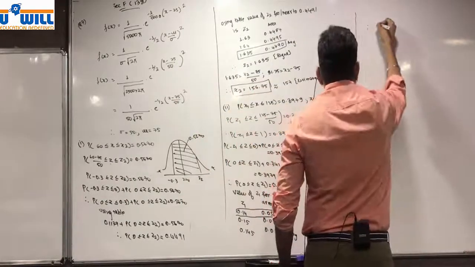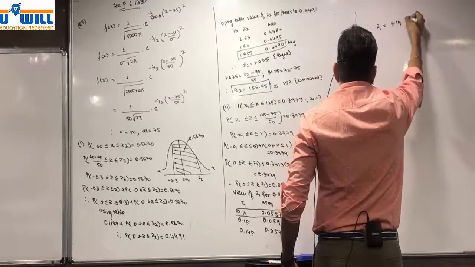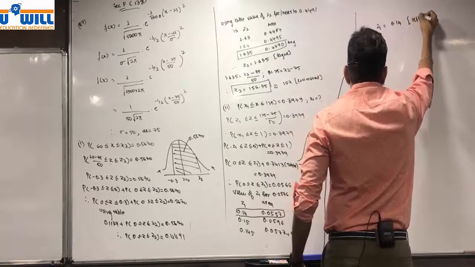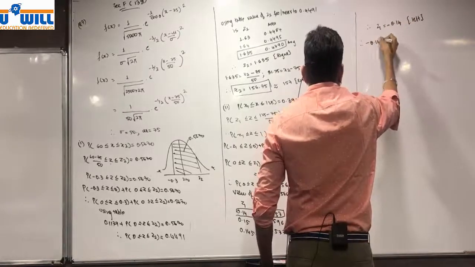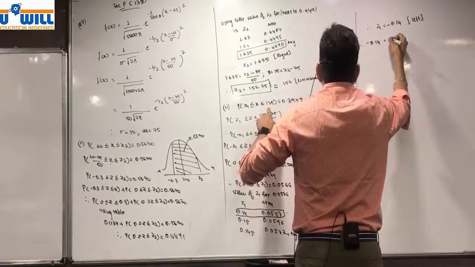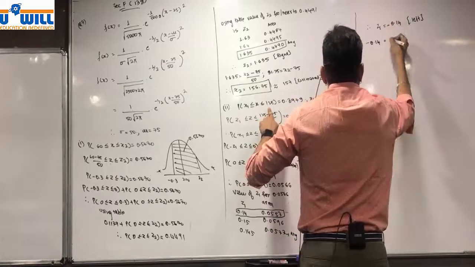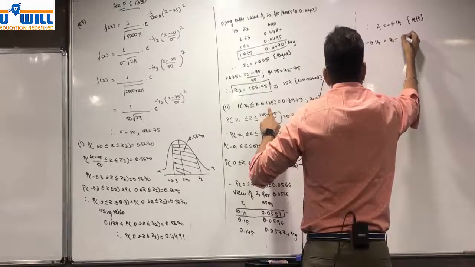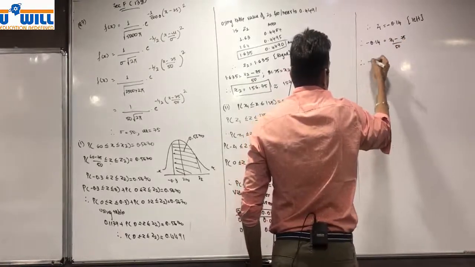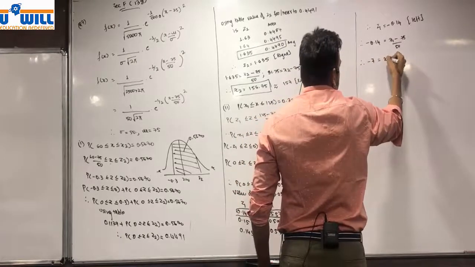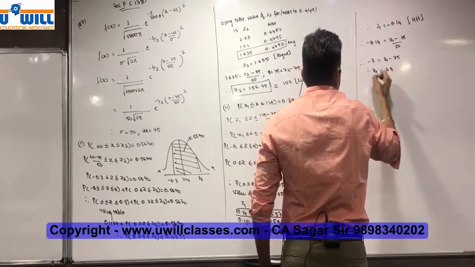Therefore, Z1 is equal to 0.14. It's on the left, hence it is negative. Therefore, minus 0.14 is equal to x1 minus mu upon sigma. Minus 7 is equal to x1 minus 75. Therefore, x1 is equal to 68.